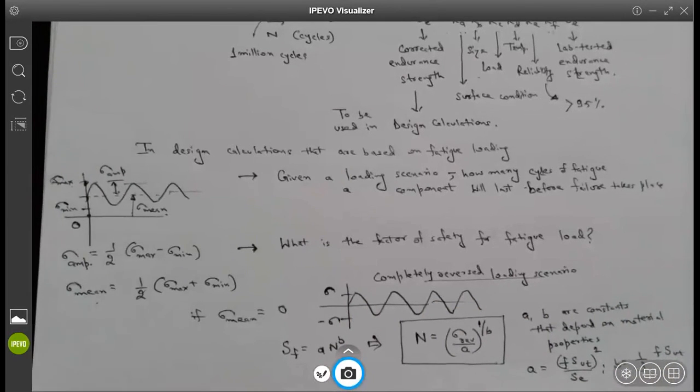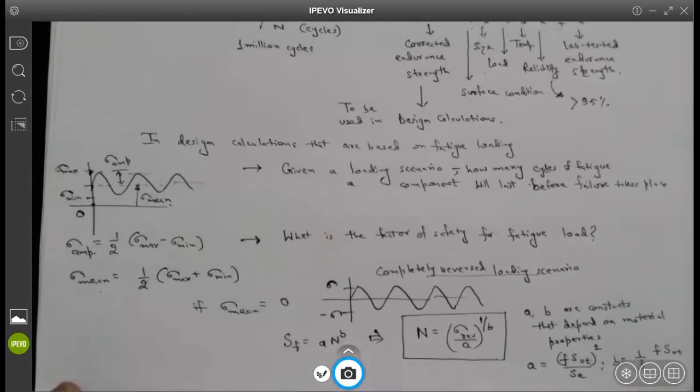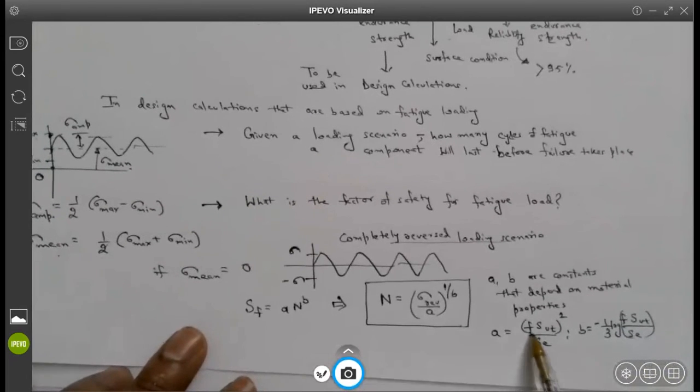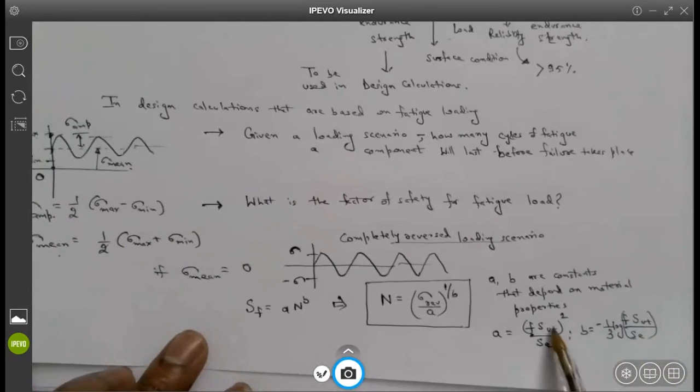I have to look at this expression, I forgot that. f S_ut divided by S_e. Okay. So these are basically the constants where f is your fatigue strength fraction. There is a tabular chart where you can find the fatigue strength fraction for a given material for a given stress situation. S_ut is ultimate tensile strength. S_e is your endurance strength. So you are basically given these properties for a specific choice of material.